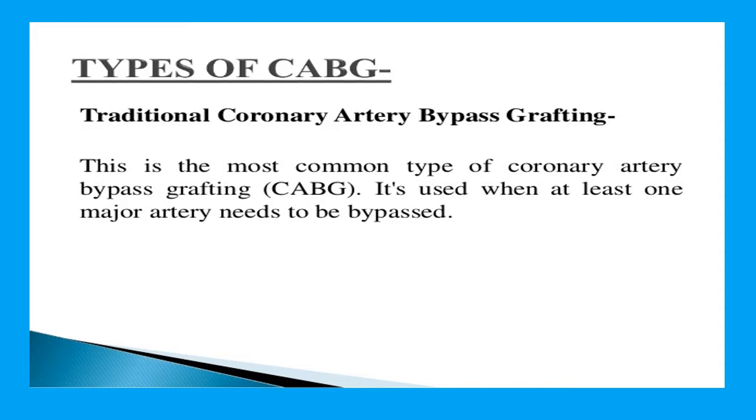Types of CABG. First one is traditional coronary artery bypass graft. That's what we are practicing for a long time. This is the most common type of coronary artery bypass grafting, and it's used when at least one major artery needs to be bypassed. Here, during the surgery, the chest bone is opened.